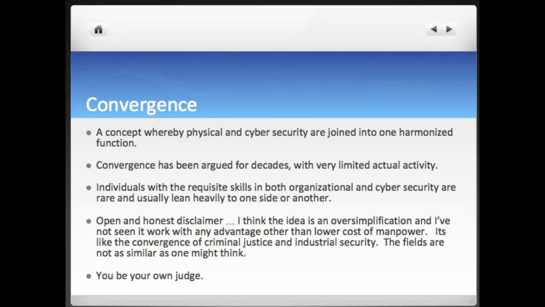Okay, I think, in my opinion, convergence is an oversimplification. And if you look at other fields, criminal justice and industrial security, I can't tell you how many times you go and look at jobs in industrial security and it says, or you could have a law enforcement background. There's very little crossover between those fields. Yes, we both do investigations, but most cops aren't great at securing a building, right?